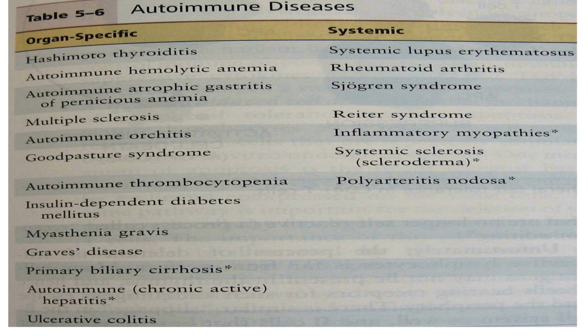And there are autoimmune diseases. We see diseases that are related to this disease, autoimmune disease, organ-specific disease and systemic disease.